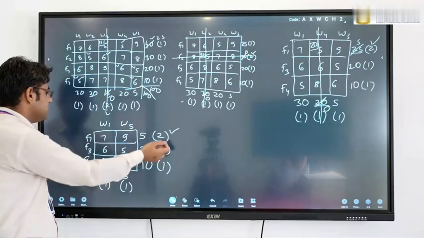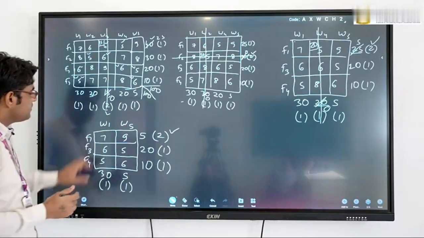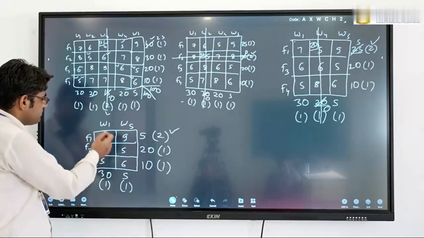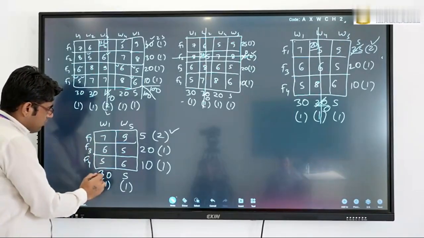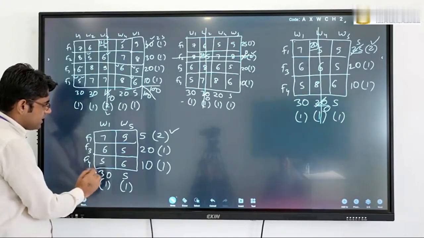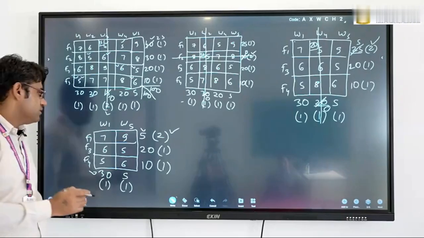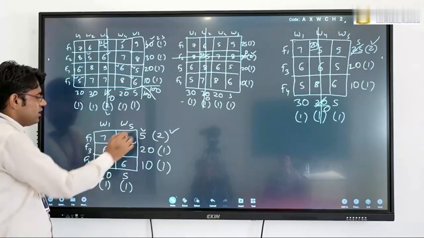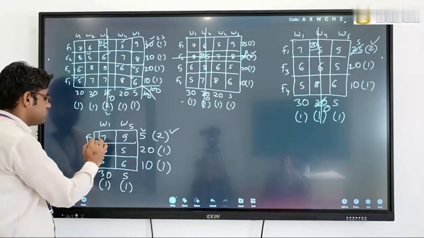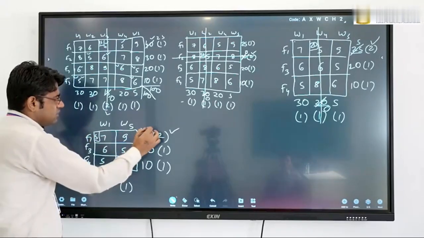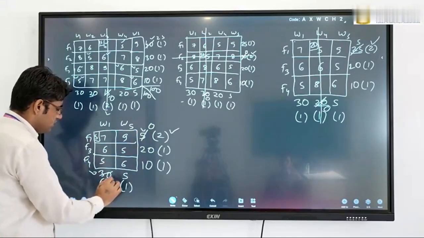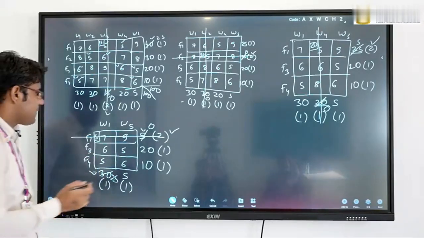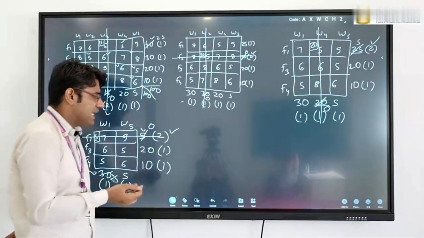So in this row, select the smallest cost cell. Here the smallest cost cell is 7. So here for 7, the availability of demand is 30 and supply is 5. So allocate the minimum of 5 and 30, which is 5. So allocate here 5. This is remaining 0 and this remaining 25. So cross out the F1. Now move to the next table.